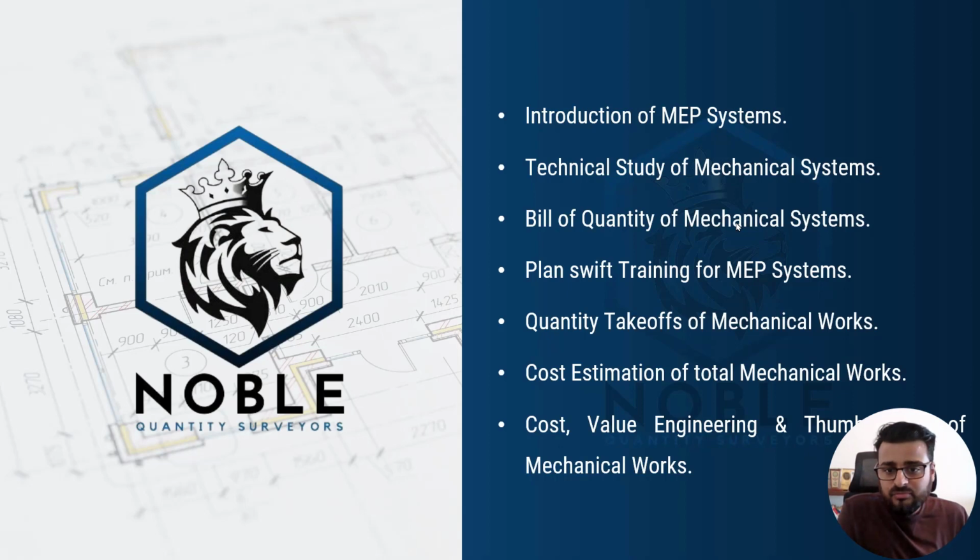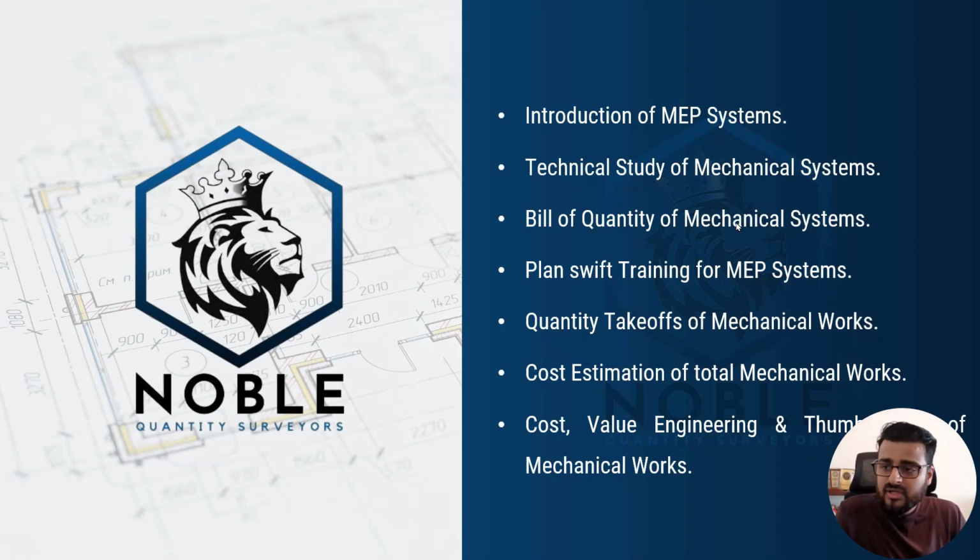This is the outline of our course and how the course is divided into different lessons. The first lesson will be the introduction of MEP systems. The second lesson will be the technical study of complete mechanical systems. The third lesson will be the bill of quantity for the mechanical systems. The fourth lesson will be the PlanSwift training for the MEP systems. The fifth lesson is quantity takeoffs of mechanical works.